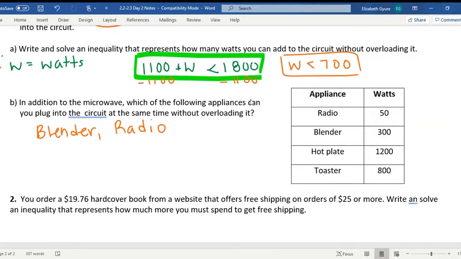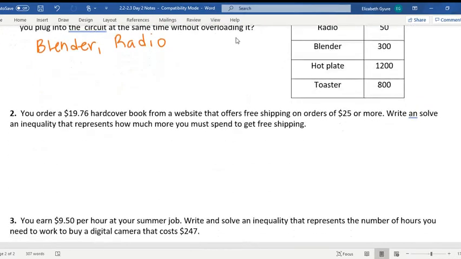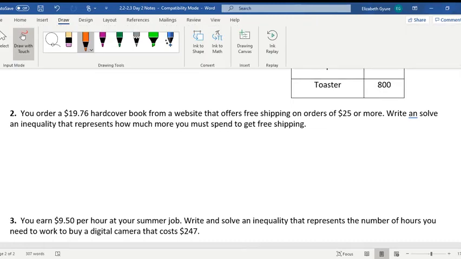Okay. So number 2, you order a $19.76 hardcover book from a website that offers free shipping on orders of $25 or more. Write and solve an inequality that represents how much more you must spend to get free shipping. So let's figure out our numbers here. What are some important numbers in this problem?